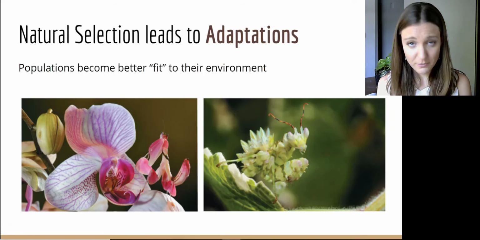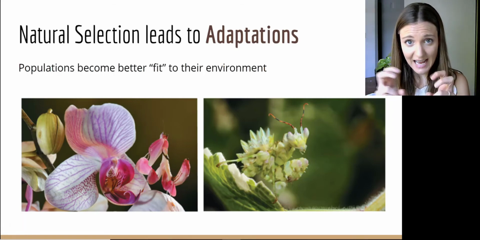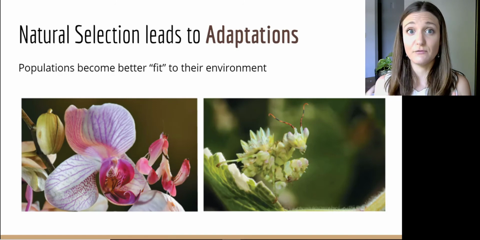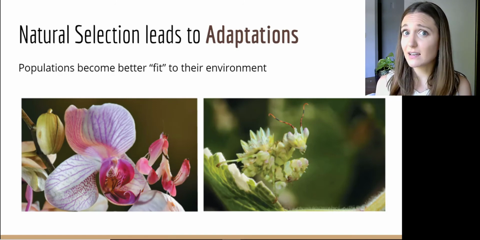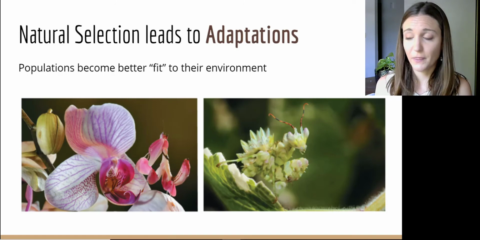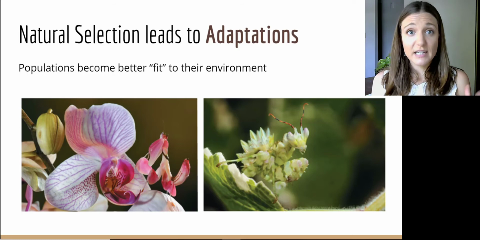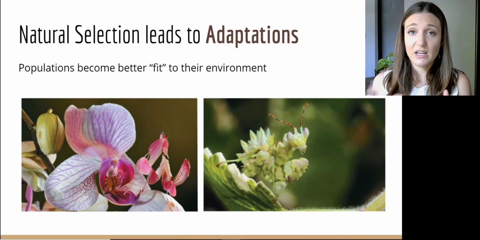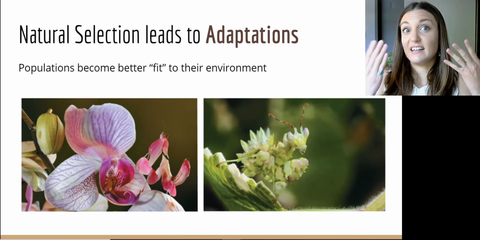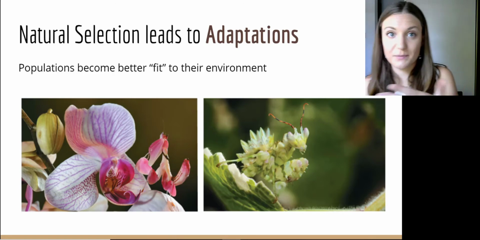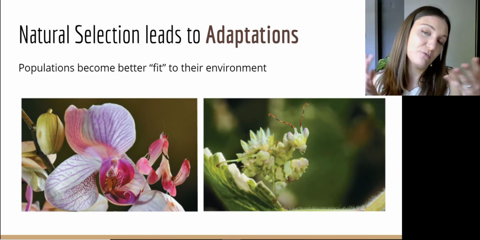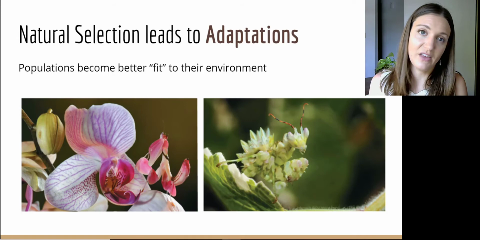And again, when we say environment, the natural part of natural selection, the environmental part, can be both living and non-living aspects of the environment. That can be soil quality, temperature, the presence of predators or competitors, right? Anything in the environment, living and non-living, can cause what we call a selective pressure to determine which organisms are fit and which are not fit for that environment.